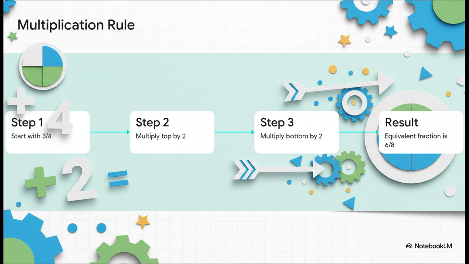Step 1, we start with the fraction 3/4. Step 2, let's pick a number to multiply by. Let's just use 2. So we multiply the top number, our 3, by 2, which gives us 6. Step 3, we must be fair, remember? So we multiply the bottom number, our 4, by that same 2, which gives us 8. Put the new top and bottom together, and boom, 6/8. 3/4 is totally equivalent to 6/8.